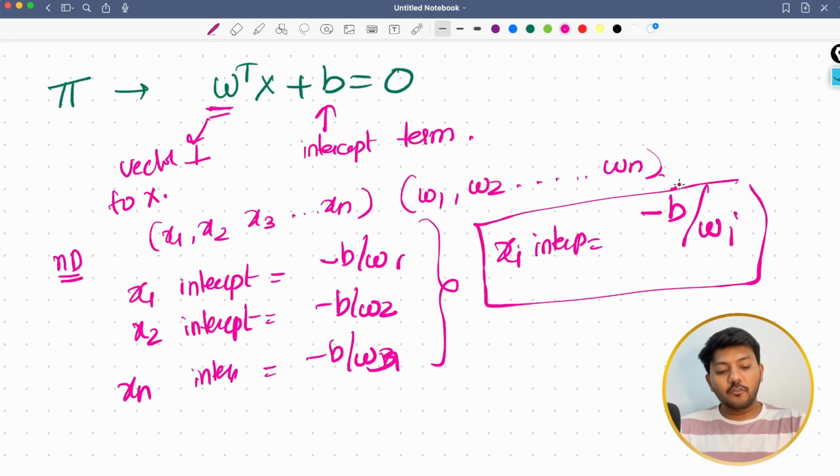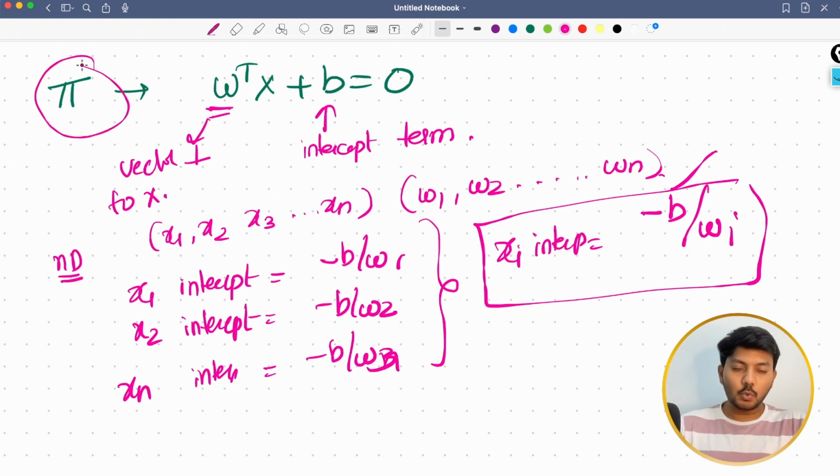And by changing the value of b, you can shift or change the position of a given plane in any dimensions, even if it is 2D, 3D or n dimensions. So this is the intuition behind why we need the intercept, how it can change the position, and how you can generalize and calculate the actual intercepts in case of n dimensions.